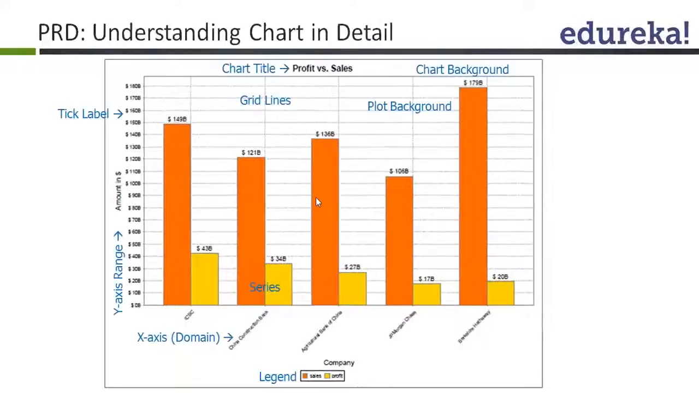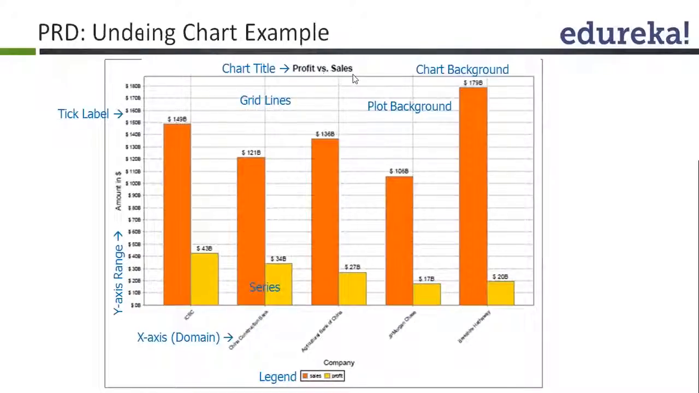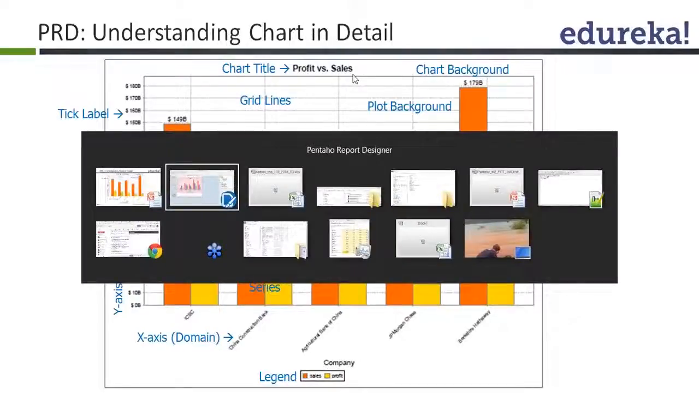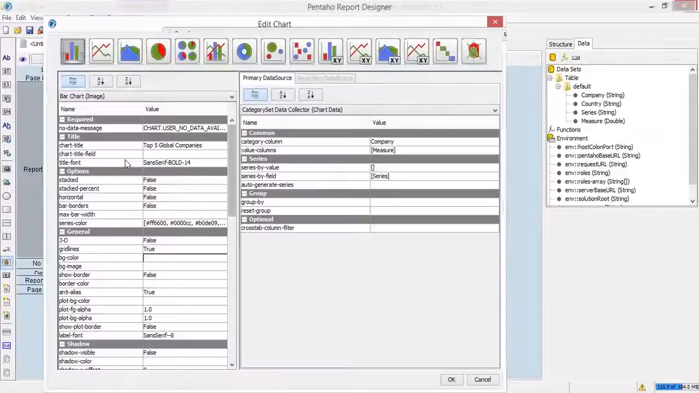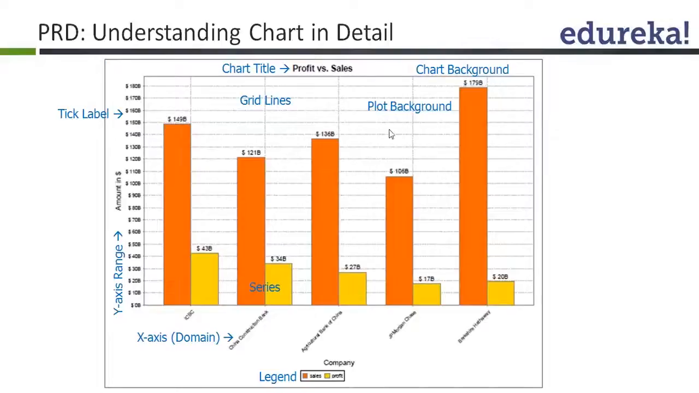Now these are the basic elements of any bar chart. This is profit versus sales. This particular chart, as an outcome of the report, you can see profit versus sales, which is the chart title. In this illustration, we have given the chart title, which is top 5 companies, whereas in this slide it is profit versus sales.